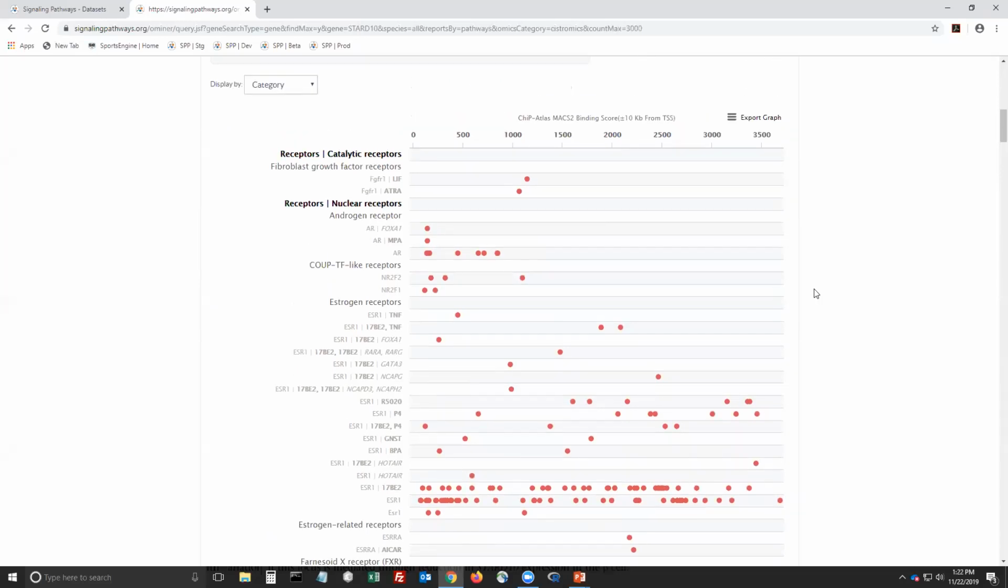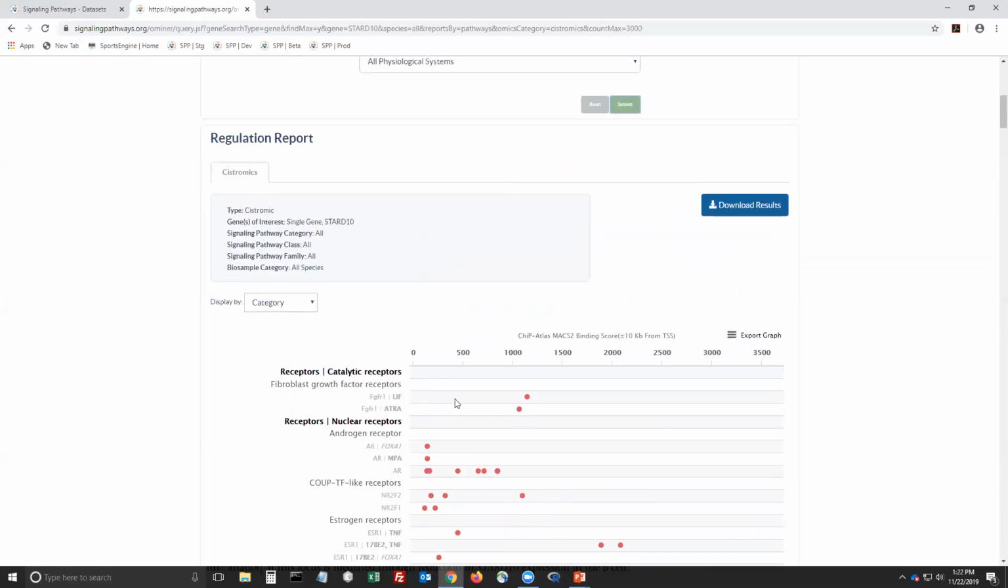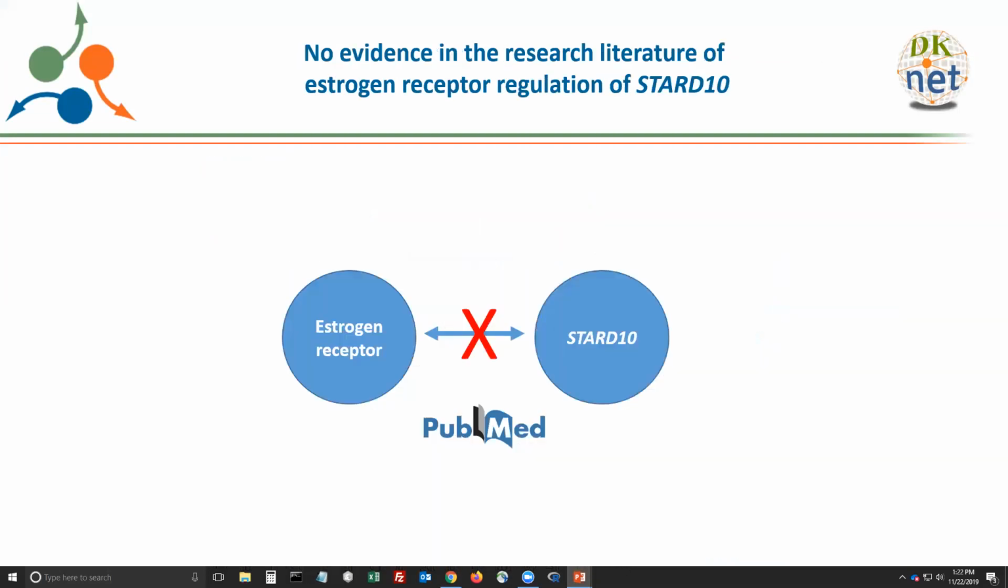What we see here now are a number of data points that show protein binding in the STARD10 promoter. So each one of these data points is a ChIP-seq data point for a particular protein. What I want you to notice are all these ER alpha data points in combination with various ligands and other proteins. But you can definitely see there's a lot of good evidence that ER alpha is binding the STARD10 promoter. Okay, so just looking at SPP alone, there is abundant evidence that the estrogen receptor regulates STARD10.